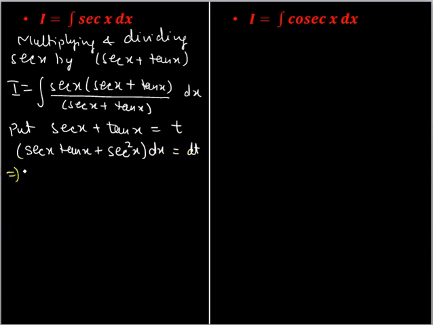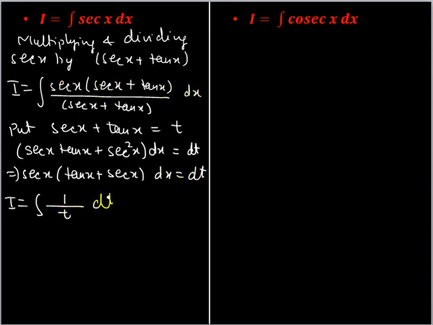Now look at this part. If sec x is taken common, we are left with (tan x plus sec x) dx equal to dt. Now compare it with your expression. You will find this is the numerator of the integral. So what is the integral now reduced to? The denominator was replaced by t, and this entire numerator is reducing to dt. So it is 1 over t dt again.